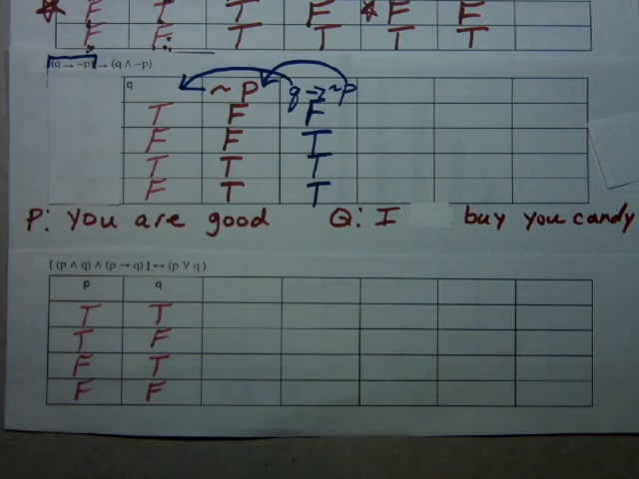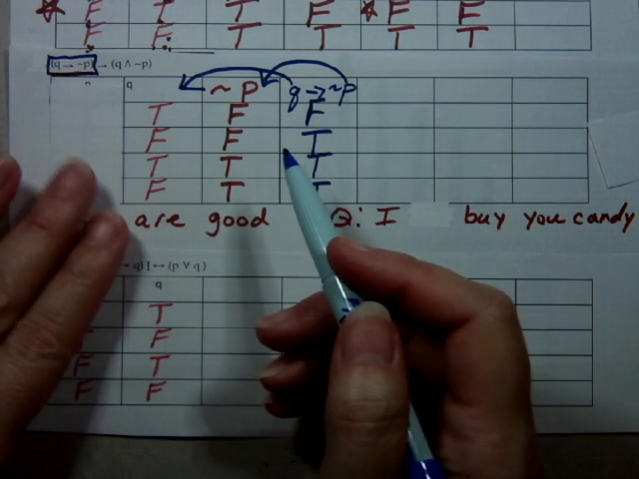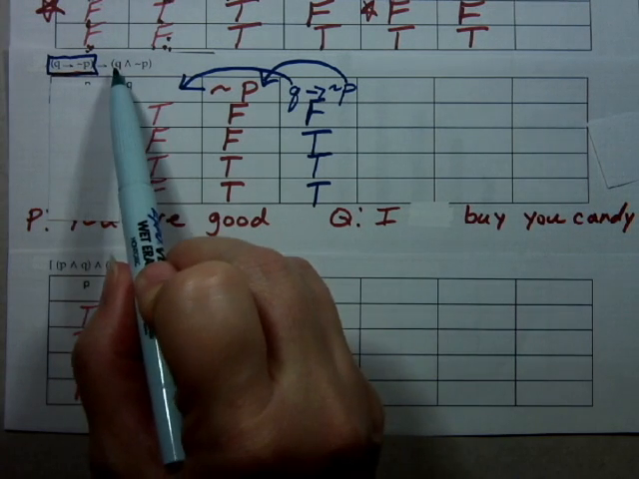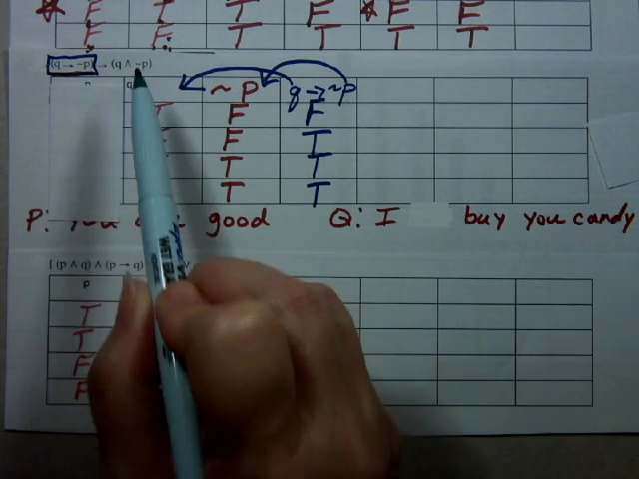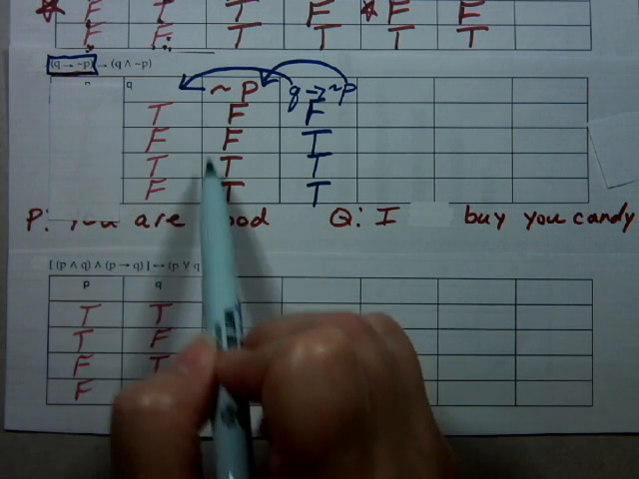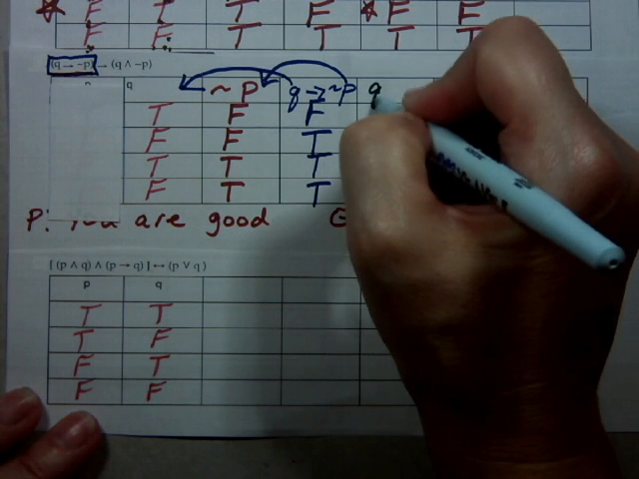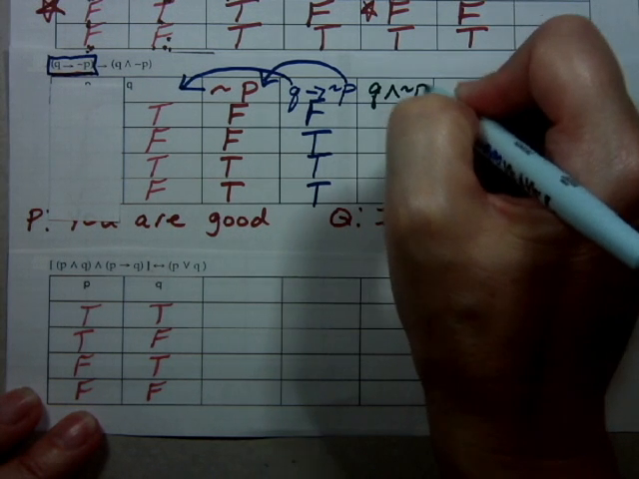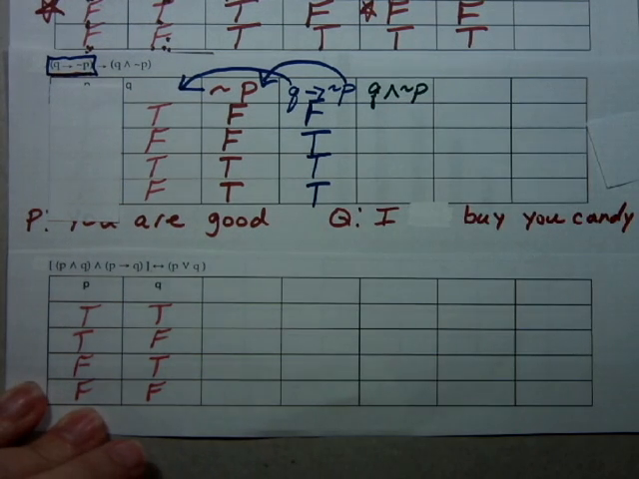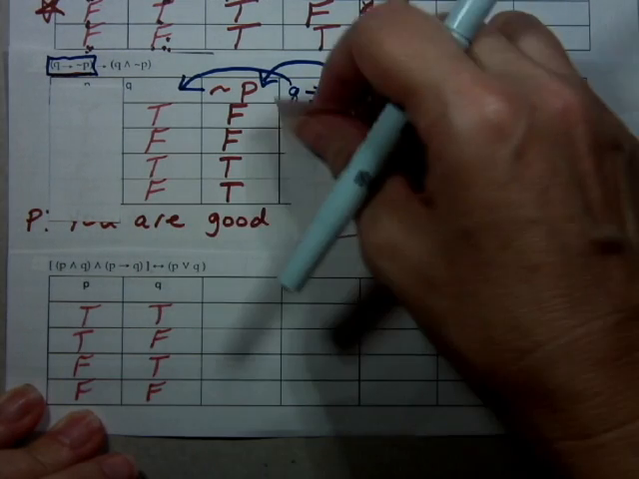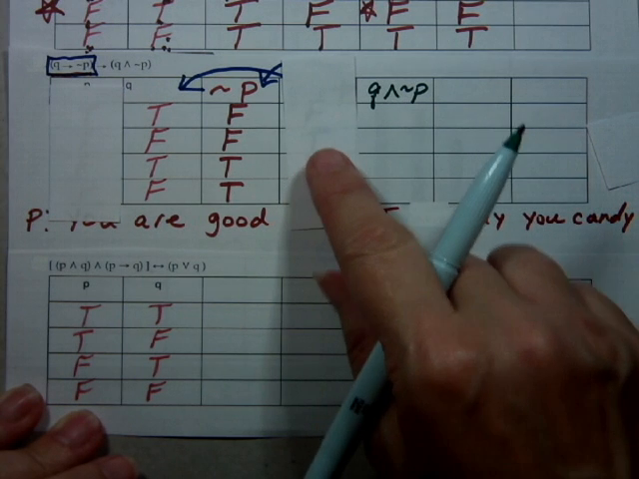Okay, now I've got what's on the left. Now I need to get what's on the right. Do I have everything I need? I'm going to need Q, which is here, and I'm going to need not P, which is here. I believe I have everything I need, so let me find Q and not P. Now all I want to look at is Q and the not P. I no longer want to look at this, so I'll just cover it up.